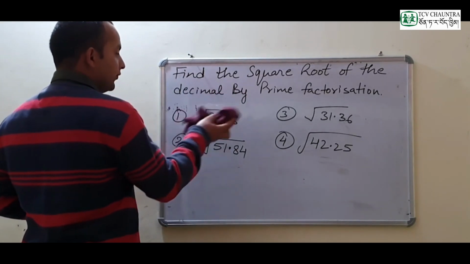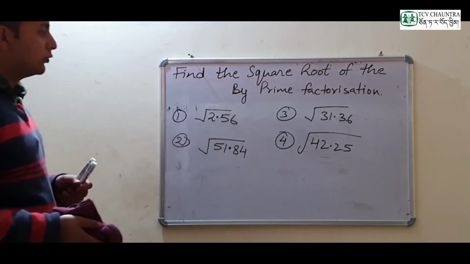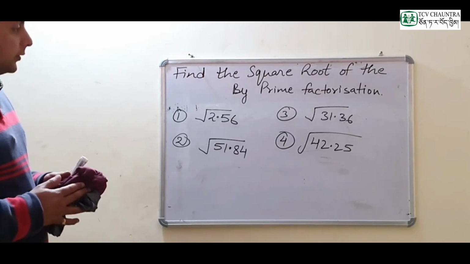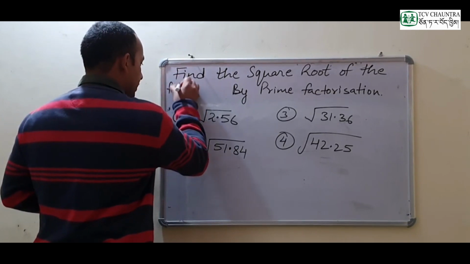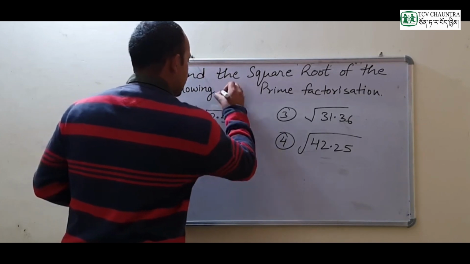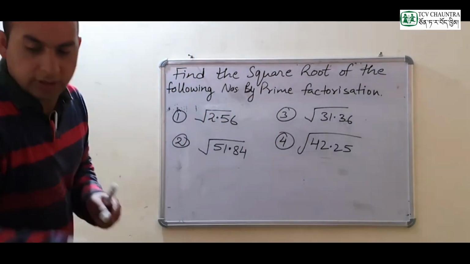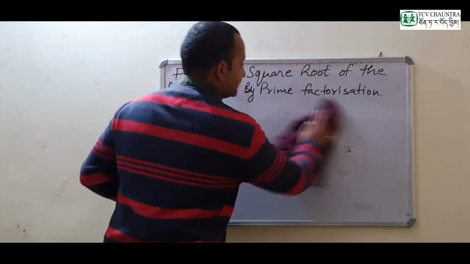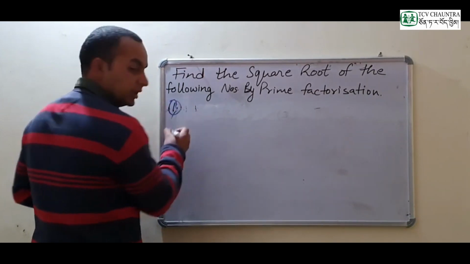And then I'll give you some more questions. Find the square root of the following numbers by prime factorization.